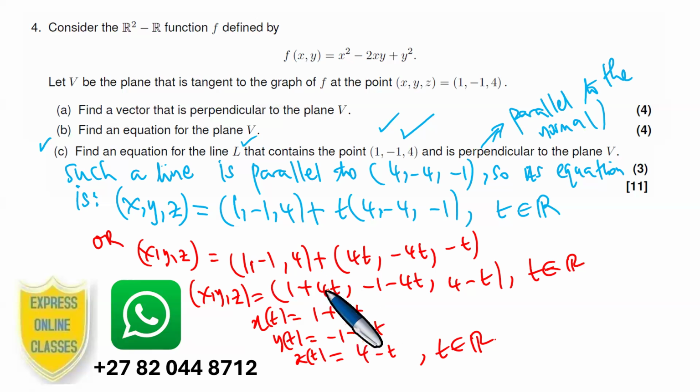So (x, y, z) is (1 plus 4t, minus 1 minus 4t, 4 minus t). x is 1 plus 4t. y is minus 1 minus 4t. z is 4 minus t. t is an element of R.